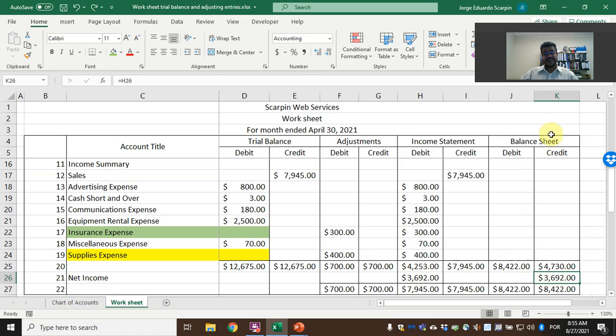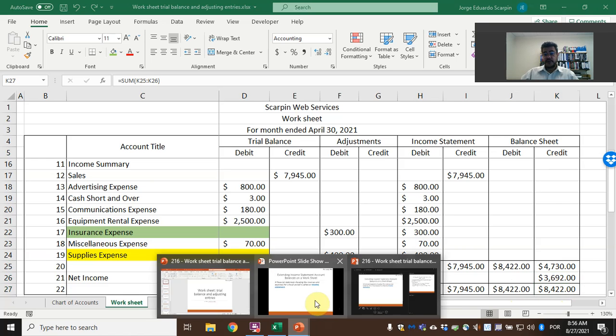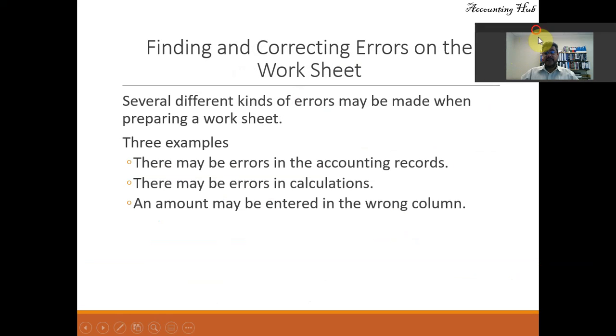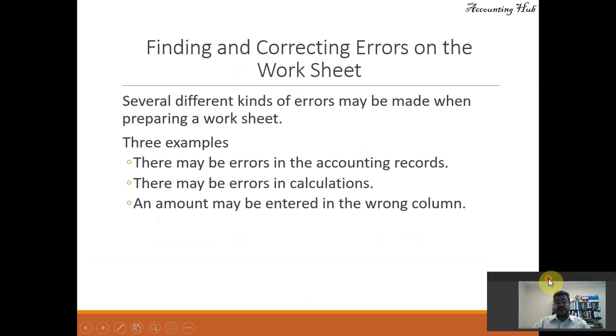Okay, guys? Cool, huh? I love this. And this one, see, everything is matching. So probably no errors. And this worksheet is very good for finding errors because sometimes debit and credits don't match. So we have problems. And there may be errors in the accounting records, maybe errors in calculation, or an amount may be entered in the wrong column. Two times on debit or two times on credit, for instance.